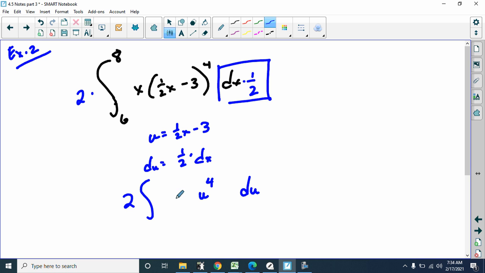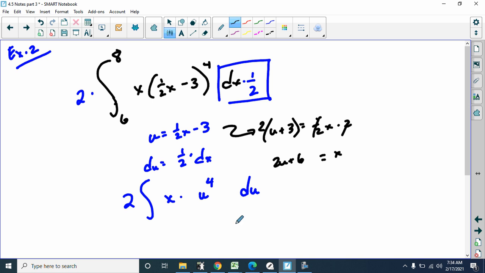And again, the problem is I have this extra x in here. You can move constants, you can move coefficients out front. You cannot move variables out front. I cannot take this x and move it out front. That's not going to work. So we need to replace this x. We can do that by solving this u equals equation. So that would say u plus 3 equals 1/2 x. Multiply both sides by 2. And we get x equals 2u plus 6.